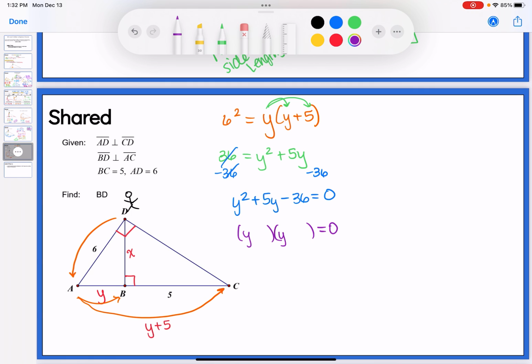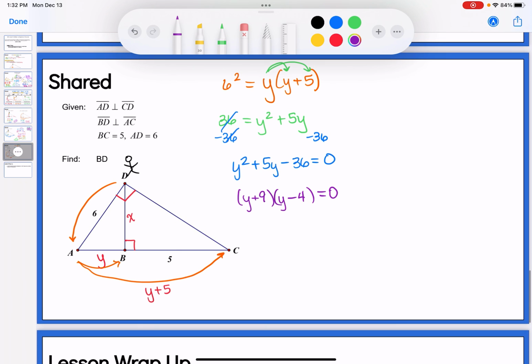36. I'm thinking 9 and 4, right? 9 times 4 is 36. And if I have positive 9 and negative 4, that would give me negative 36. And it would add up to positive 5. Again, you can use your factor box to get those parentheses if you need to.